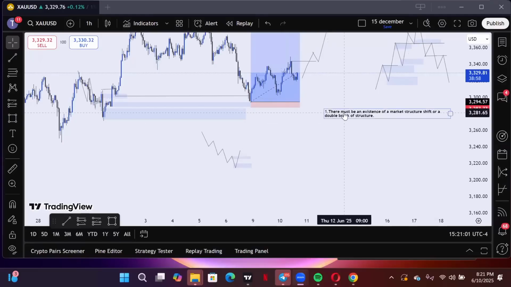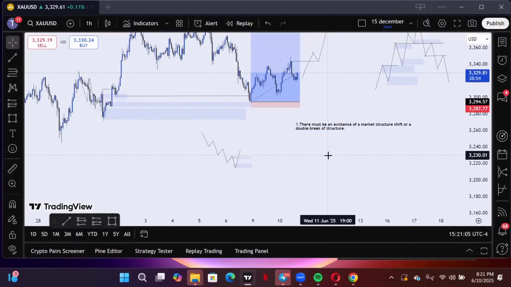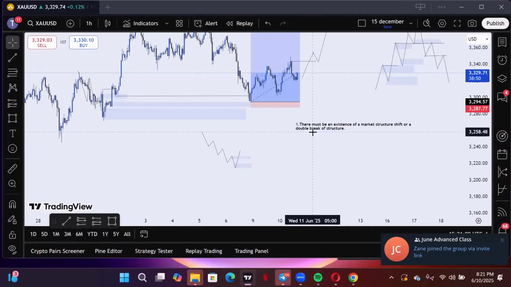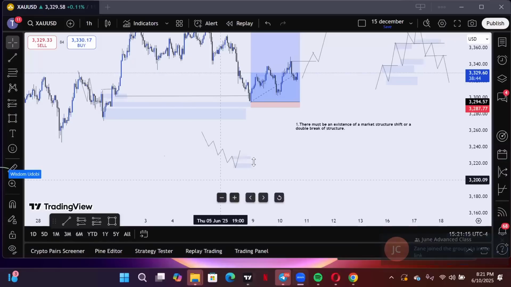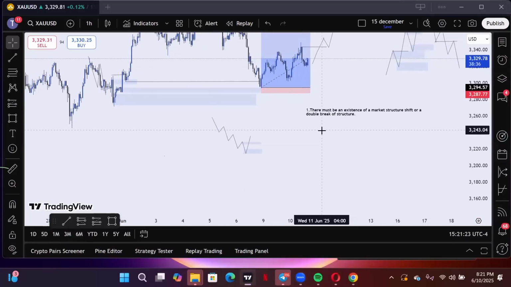I said that the first rule in picking a point of interest, the first rule in picking any entry, is that first of all, there must be an existence of a market structure shift, or a double breakout structure. Do you get? So what it means is that if you have an initial downtrend, you don't look for any POI or whatever until the market gives you a market structure shift or a double breakout structure.